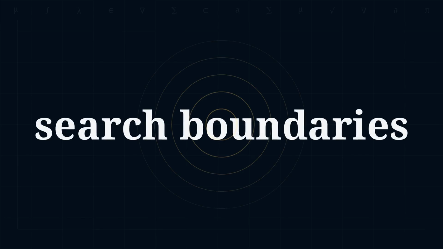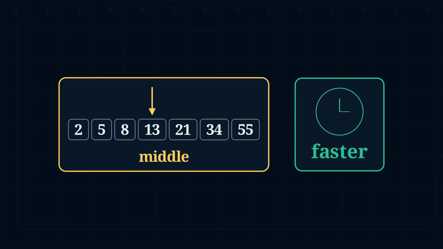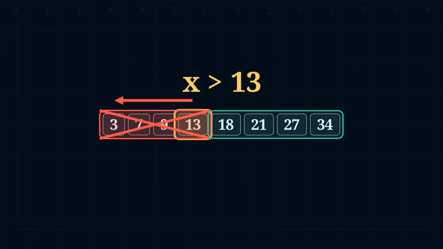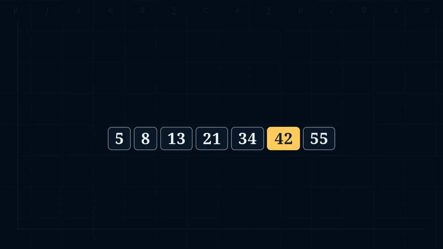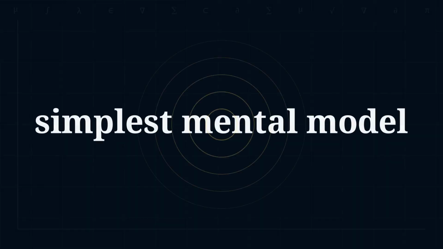Binary search fails in real programs when someone copies the loop without understanding what the search boundaries are supposed to mean. The usual misconception is that binary search is just a faster way to check the middle of a list. What actually makes it work is the guarantee that a sorted order lets one comparison eliminate an entire region of possible answers. Picture debugging a search that keeps returning not found, even though you can see the target sitting inside the list. Start with the simplest mental model.